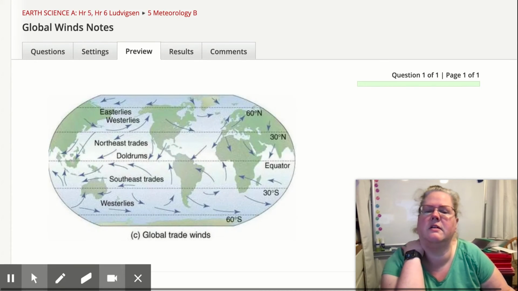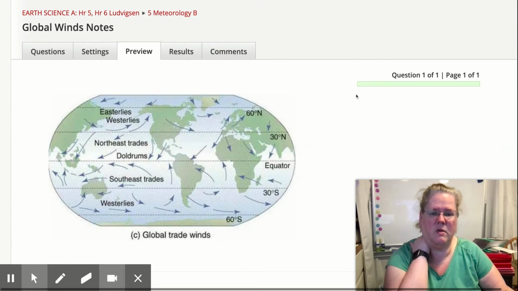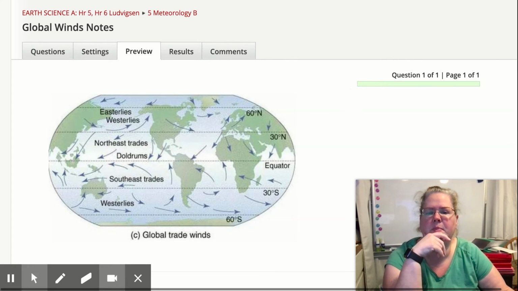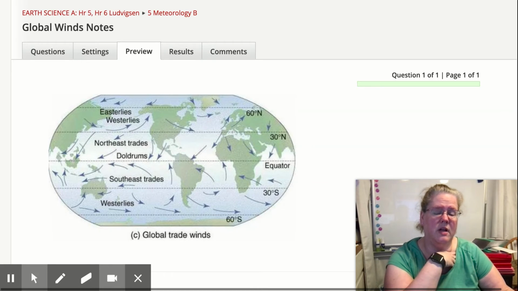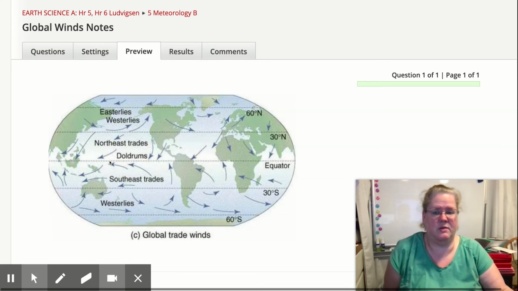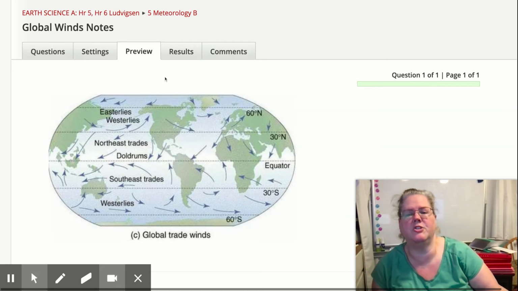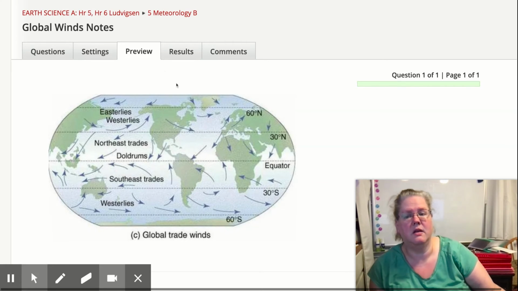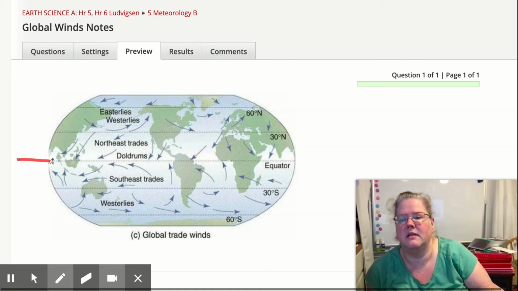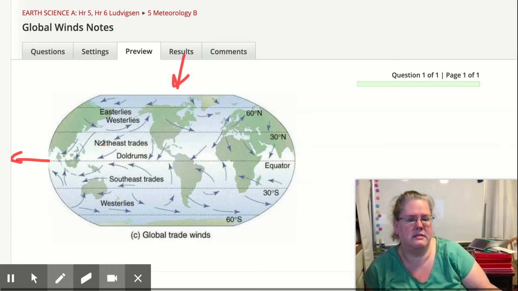Okay, we're going to take a look at global winds. So we all know that hot air rises and cold air sinks. And because we have a rotating Earth underneath us, it causes winds to occur. And you would think that we would have hot air rising at the equator because that would be the warmest place, and cold air should sink at the poles. And it does. Air does rise at the equator, and it does sink at the poles.